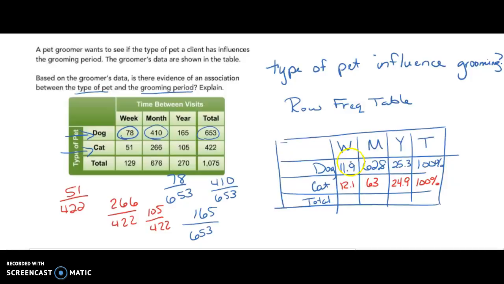Each of the rows, as I'm looking at them, people who are bringing in their dogs and their cats on a weekly basis are almost the same percent. One's 11.9, one's 12.1. So those are about the same. Then I'm going to look at monthly. So the dogs, they're bringing in their dogs monthly to be groomed at about 63%, and same way with their cats. So those are close to being the same. Then yearly, people who just bring their dogs in once a year is about 25%. And when I'm rounding the cats, those are about 25% too.